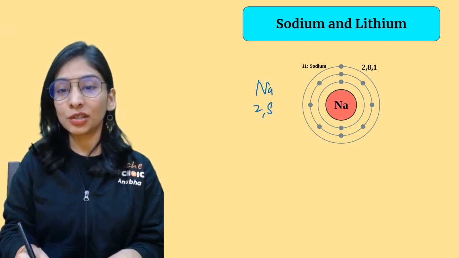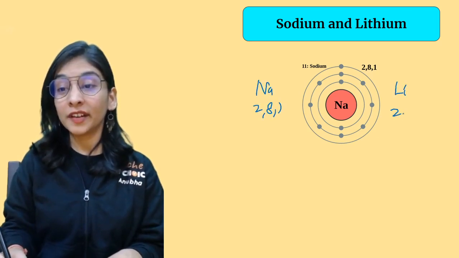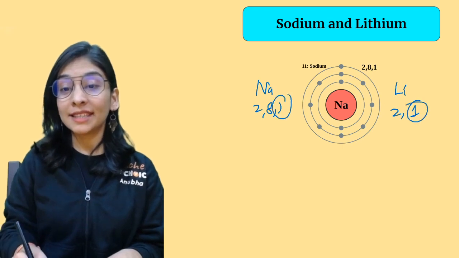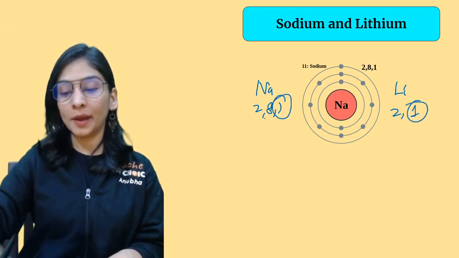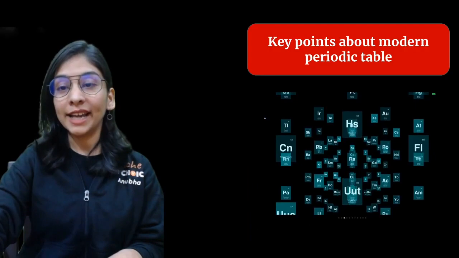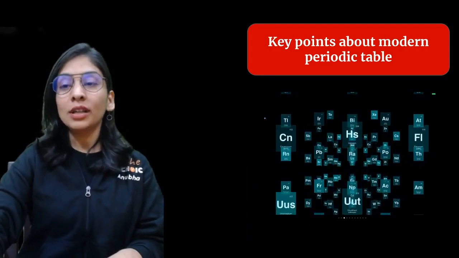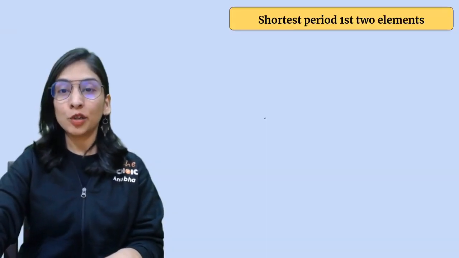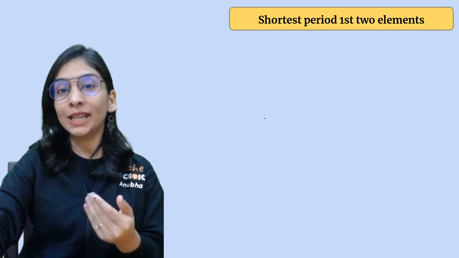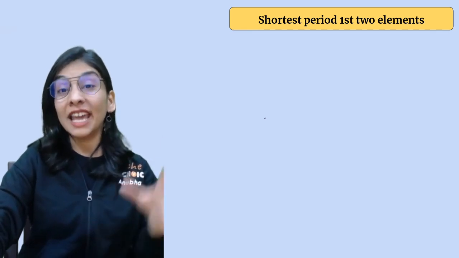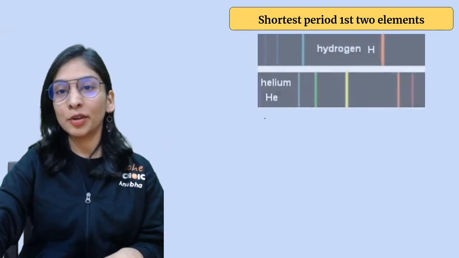Sodium's configuration is 2, 8, 1, lithium's configuration is 2, 1. We can see the same type of valence electron and the same group number, that's group number 1. All right. So right now, let's talk about all the key points about the modern periodic table, what you should know in detail. That's important. That's helping us to decide the trends in the periodic table.